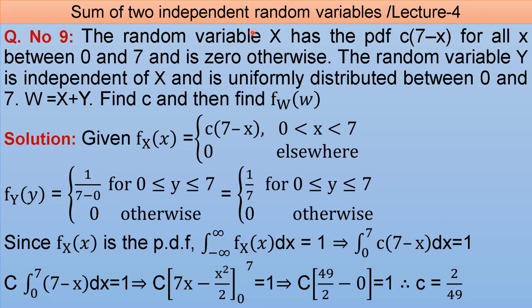The question is: the random variable x has the probability density function c into 7 minus x for all x between 0 and 7 and is 0 otherwise. So the random variable x has the probability density function, that means fx of x is equal to c into 7 minus x for all x between 0 and 7 and 0 otherwise.